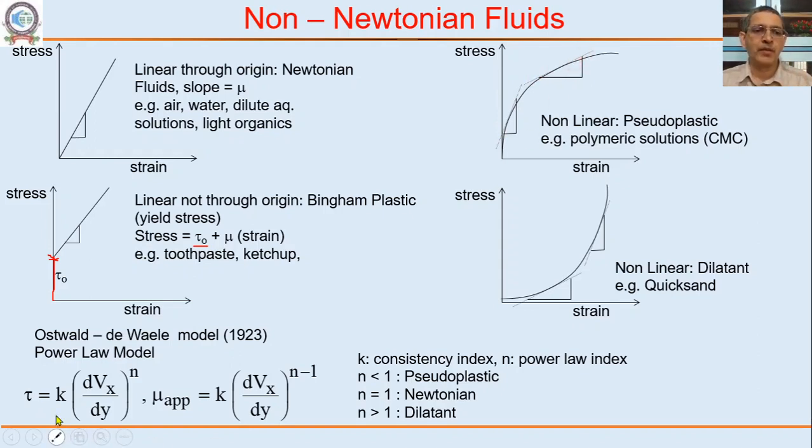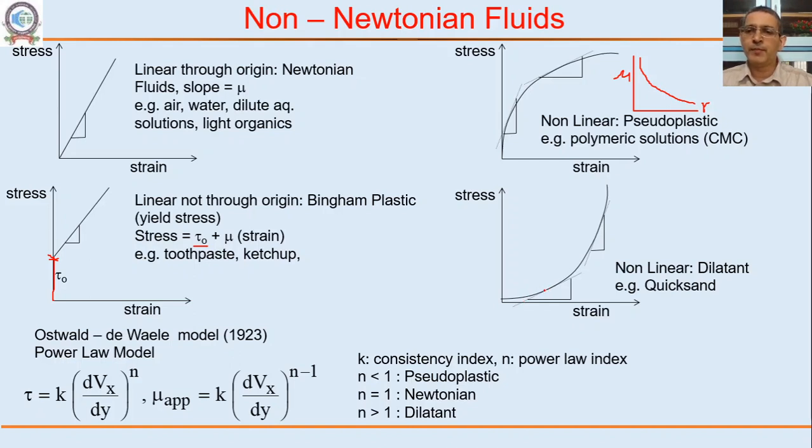So if you plot viscosity mu versus the strain, and remember strain we are denoting by the letter gamma, viscosity will reduce as you increase the strain. These are called pseudoplastic fluids, and typically many polymeric solutions behave like this. Carboxymethyl cellulose is something that you will use in your experiments. Look at the fourth graph. The stress versus strain graph is non-linear like the pseudoplastic, but look at the curvature.